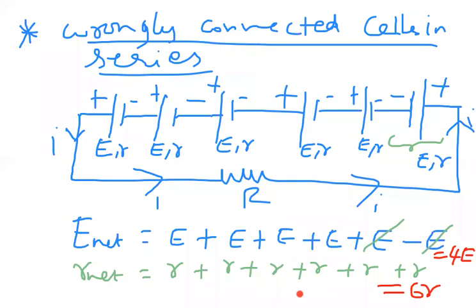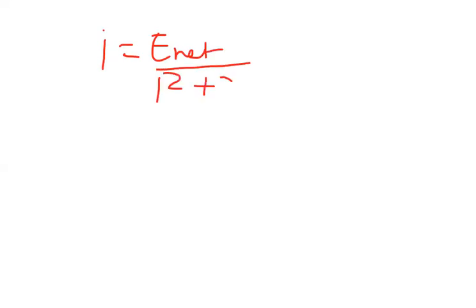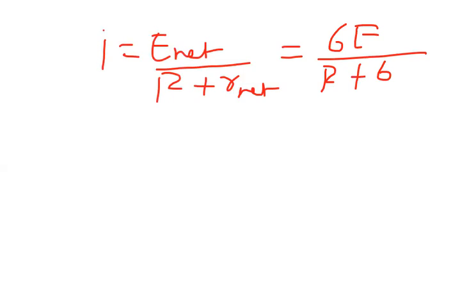Let us observe now what the net current is here. My formula is I is equal to E net by R plus R net. So I can write it as 6E by R plus... sorry, 4E. I have told you just now it is not 6E, it is 4E, and net internal resistance is 6R. So the current formula is 4E by R plus 6R.